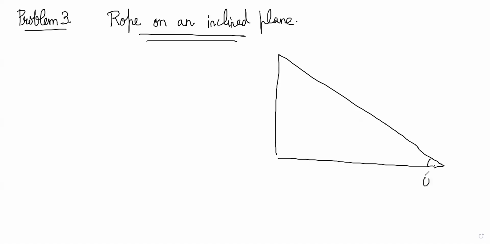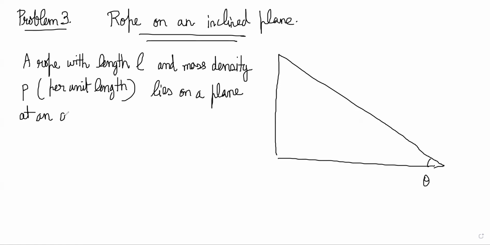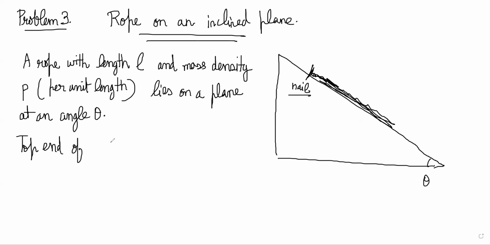This is an inclined plane with angle theta. A rope with length L and mass density rho per unit length lies on a plane at an angle theta. Basically an inclined plane with angle of inclination theta. So I will draw a rope here. A rope is lying on this plane and the top end of the rope is nailed to the plane.